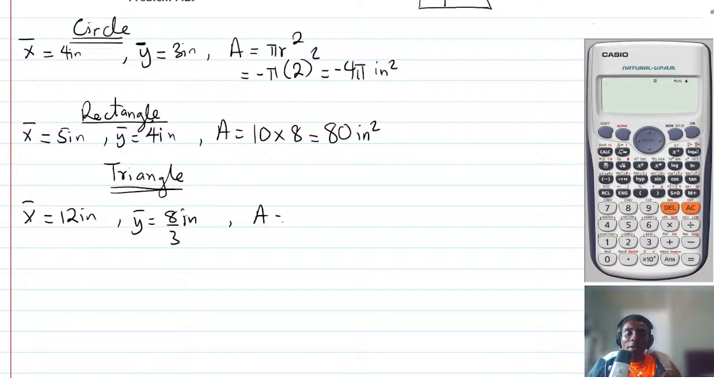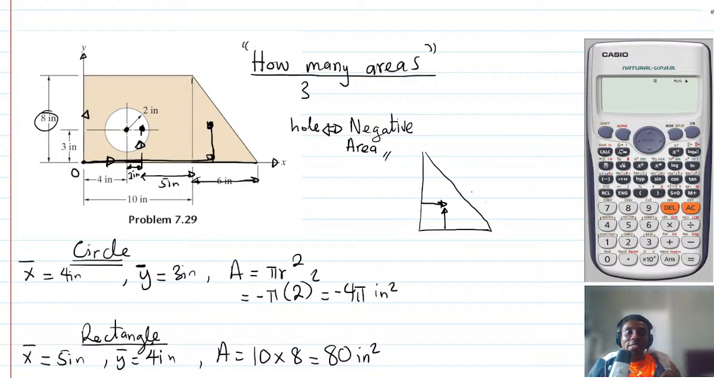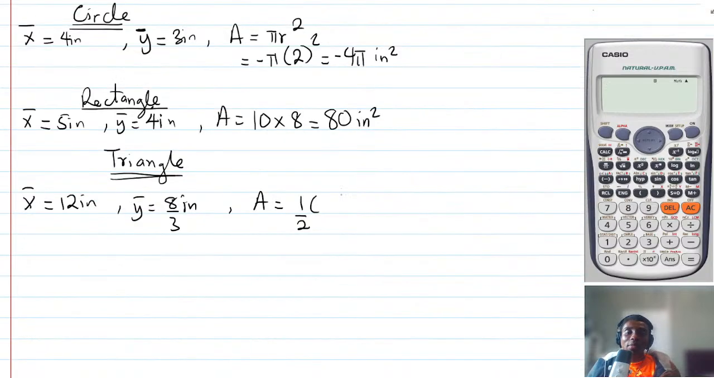And then the area is simple. Area of a triangle is half times base times height. So half times 6 times 8. That's very basic and simple. So that gives us what? 1/2 of 6 is 3. So 24.